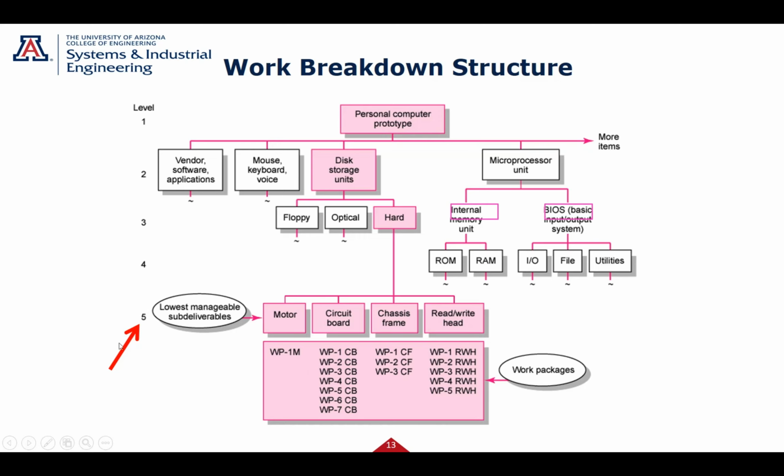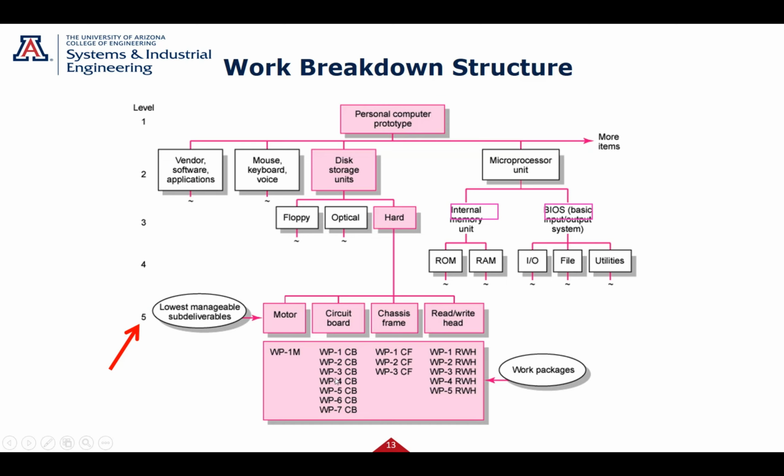Now I drew a little arrow here because they made it look like, in the version of the book I cut this from, that this is level 5. Well, this would really be level 4. They just drew this down, but this is the next level down. This would be your level 4. And that's your lowest level. You don't think you need to break the motor down any further. You don't need to break the circuit board down or the chassis or whatever.